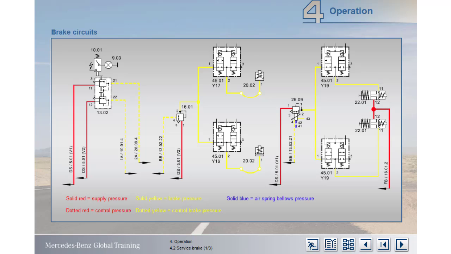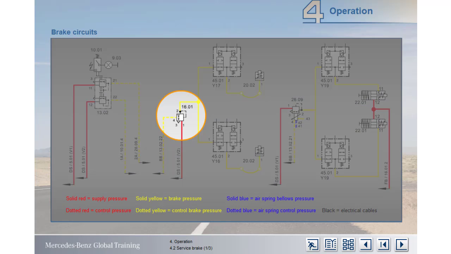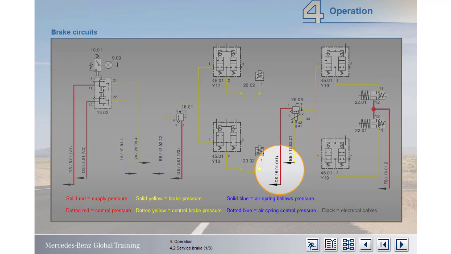Solid blue is for air spring bellows pressure. Dotted blue denotes air springs control pressure. And finally, black lines indicate electrical cables. Of course, only some of these colors are used in the service brake section of the plan. As you know, the components are identified by symbols and designations. In addition, these references on the lines indicate to which component and section of the plan they join. For simplicity, we're removing these in the following diagrams.